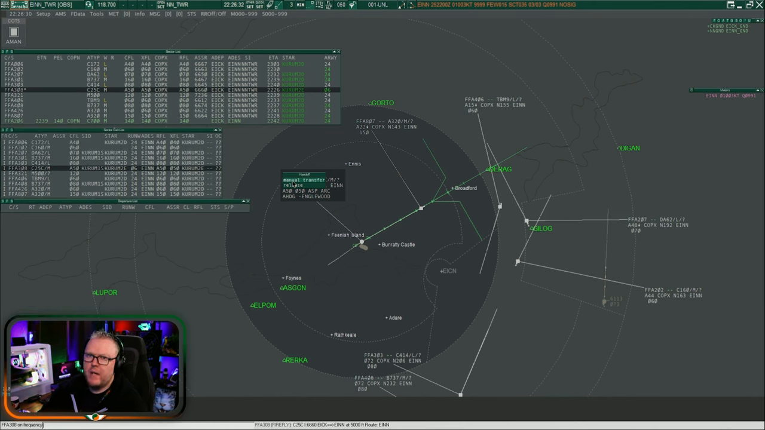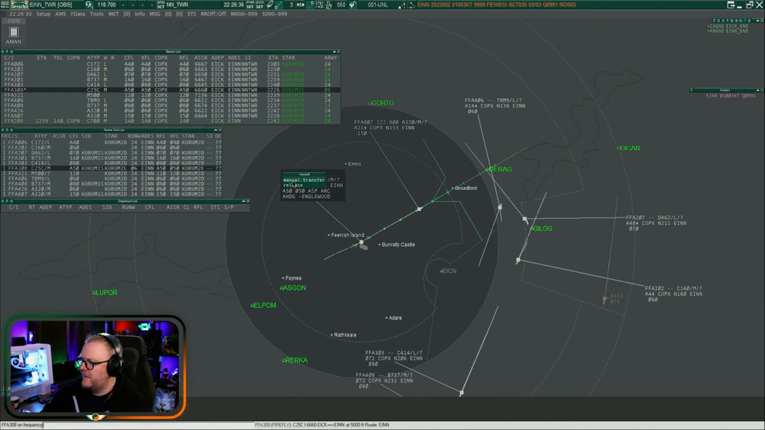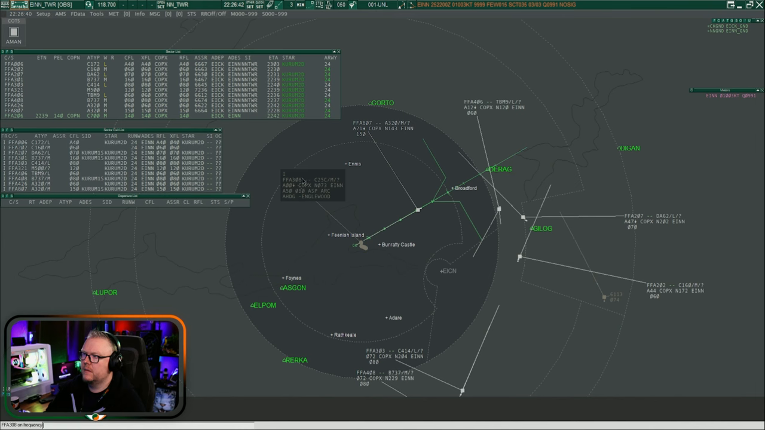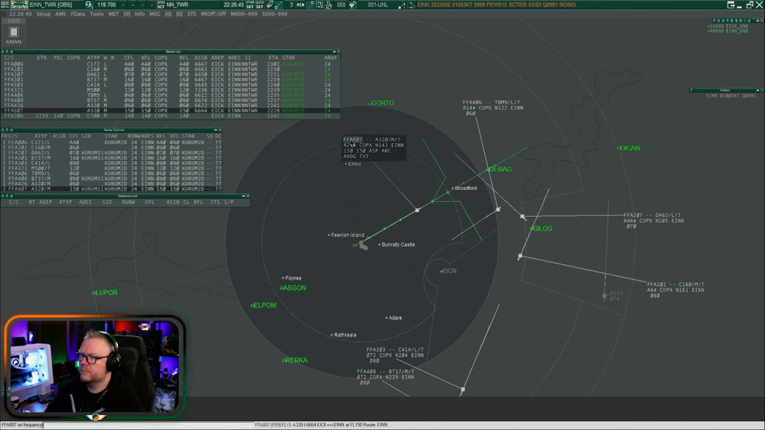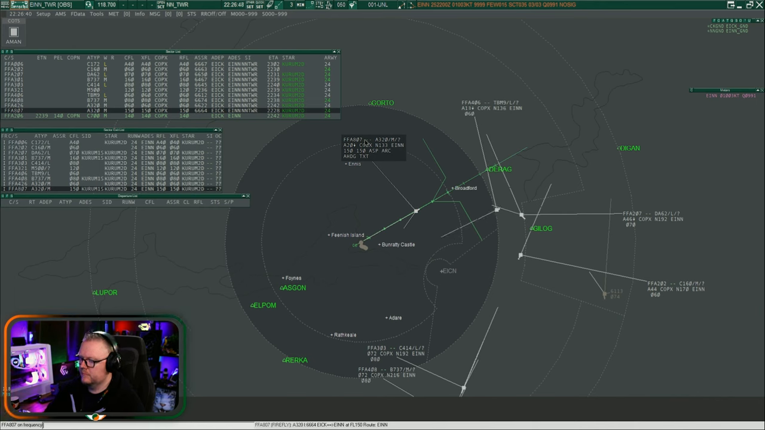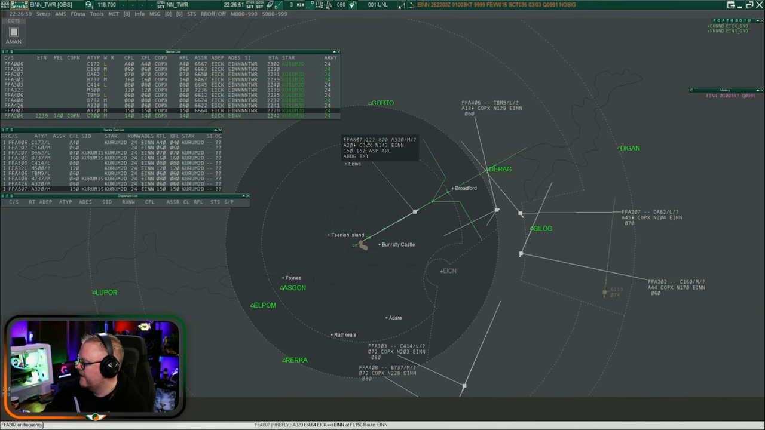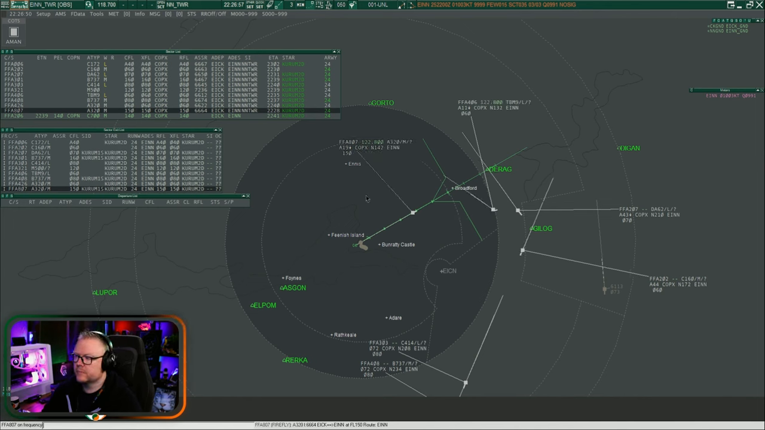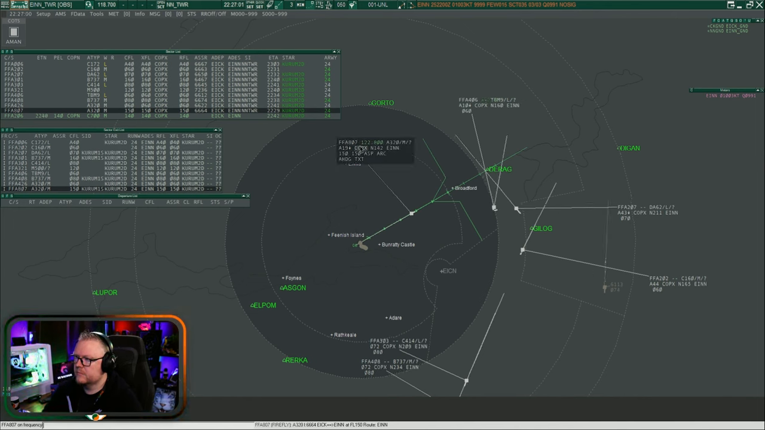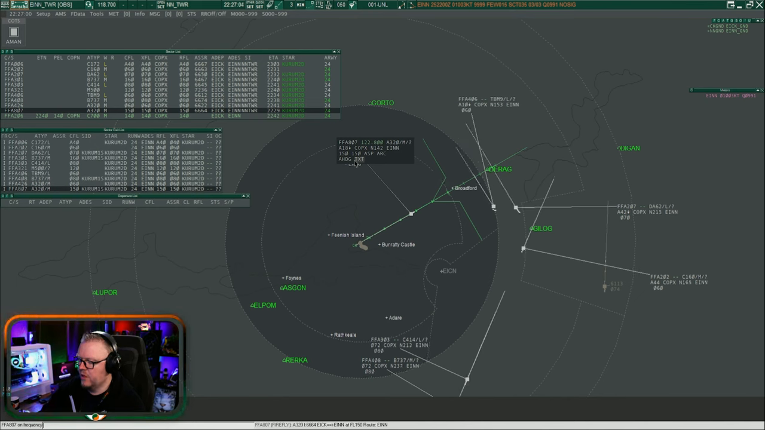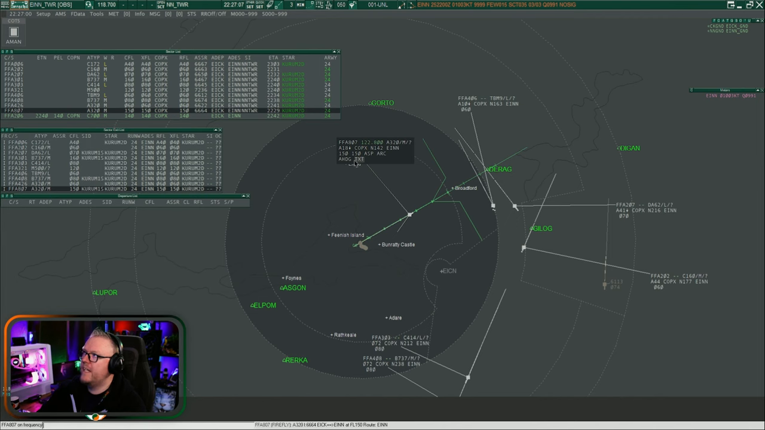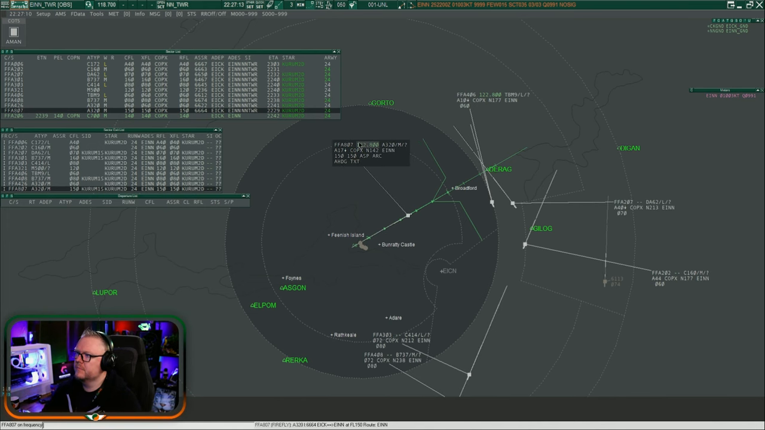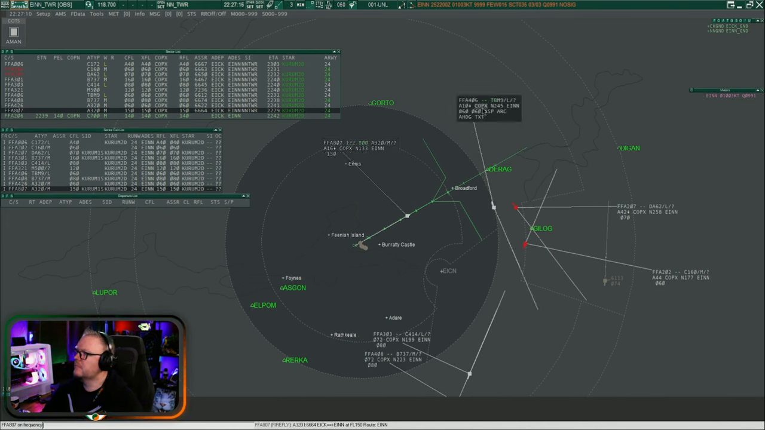Firefly 308, welcome to Shannon. Vacate on Alpha. Contact Shannon Ground on 121.8. Bye-bye. Exit to Alpha. Would you please read the frequency again, 122.8? Correct. Shannon Ground on 121.8. 121.8. Thank you. Firefly 308. Firefly 807, winds 010 at 3 knots, runway 24 clear to land. Clear to land, runway 24.